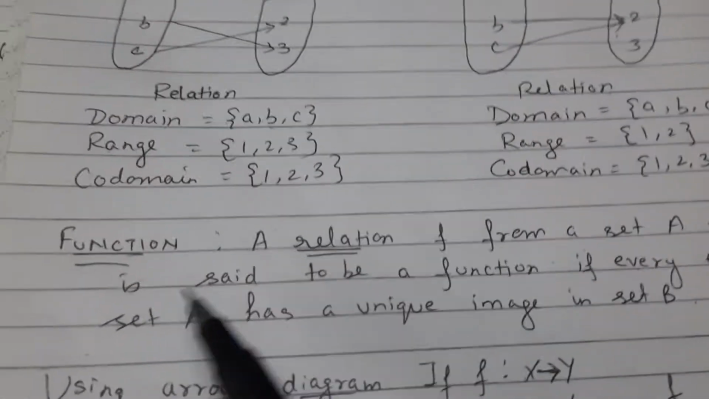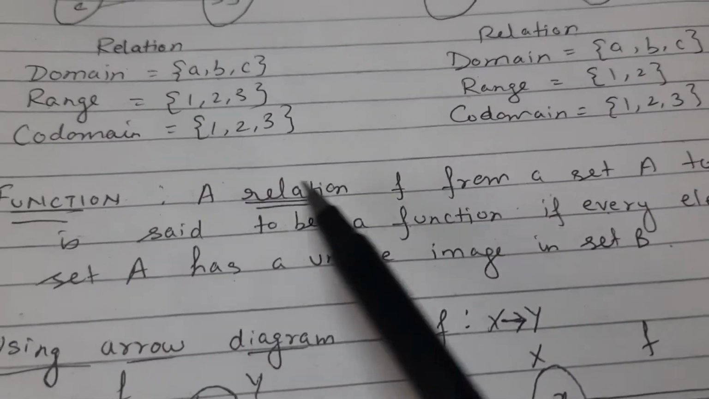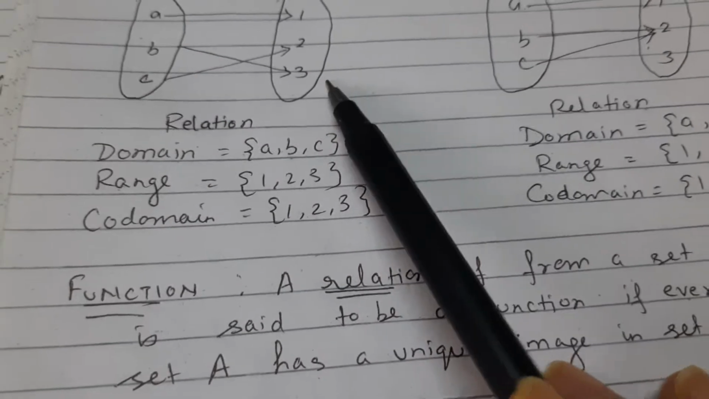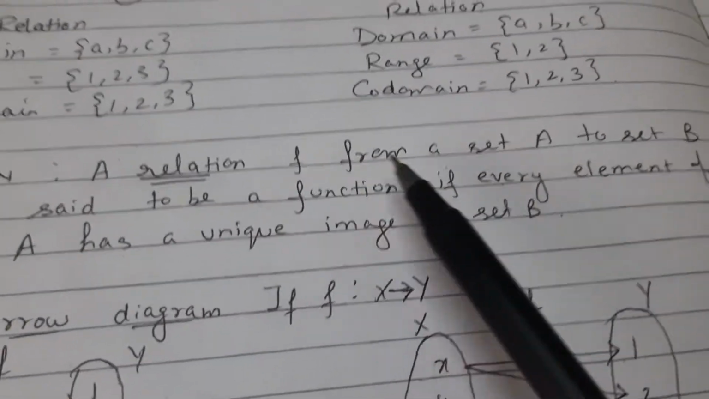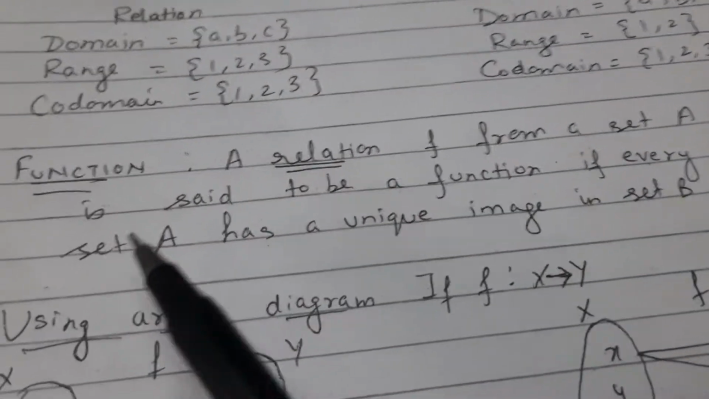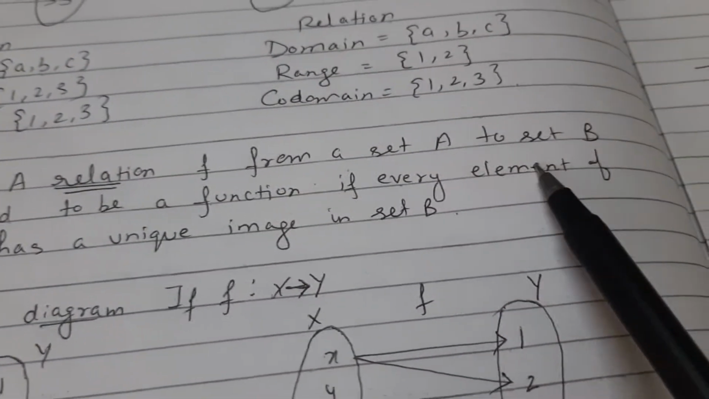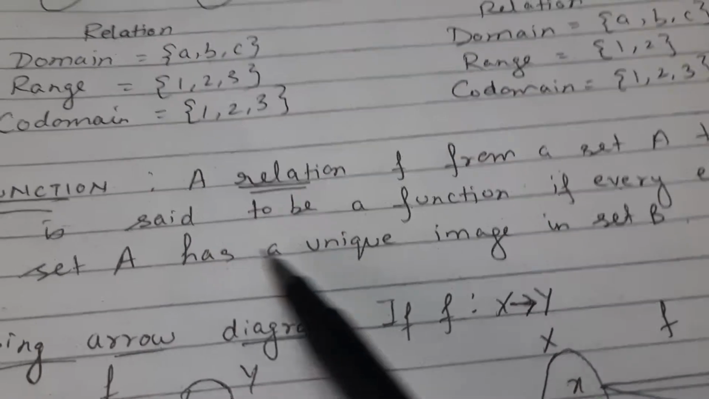So let us see what a function is. A function is always a relation. It is derived from relations only, but there is a condition on the relation. A relation f from a set A to a set B is said to be a function if every element of set A has a unique image in set B.